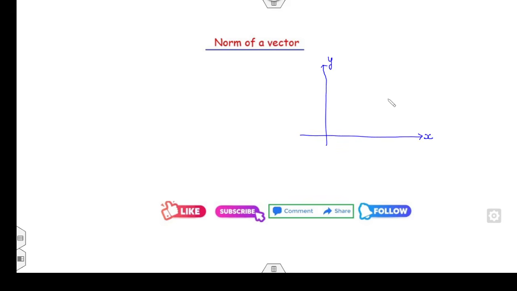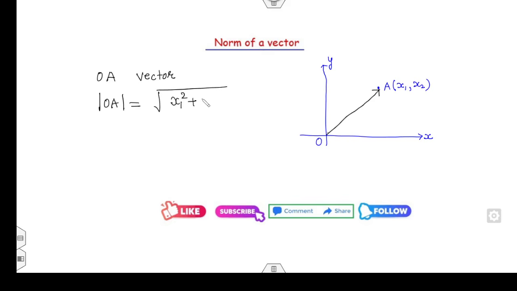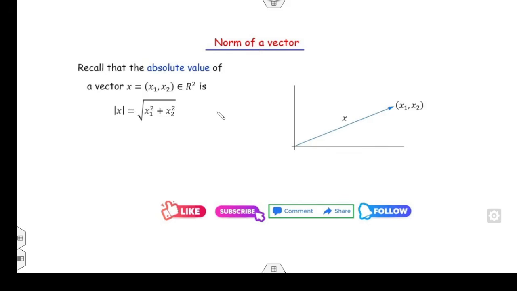Assume there is an xy plane. Consider any point A whose coordinates are x1 and x2. And this point is my origin. So this OA is my vector. Can you find the distance of this vector quantity? You can use the distance formula, square root of x1 square plus x2 square. And that is called the distance formula, or the absolute value of the point OA.